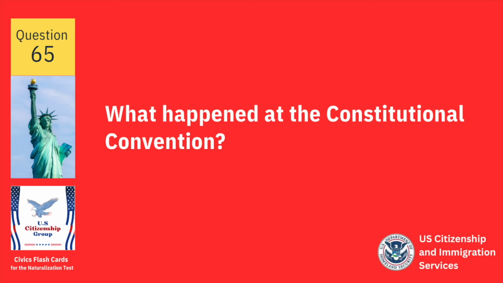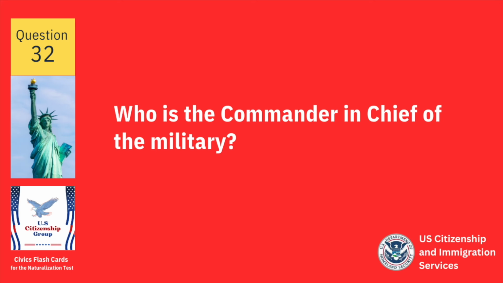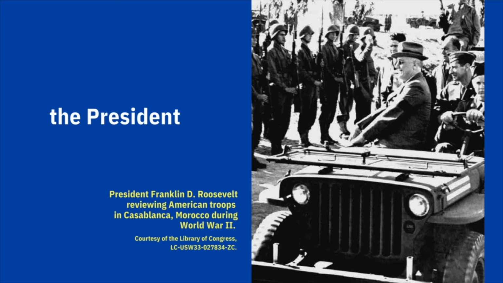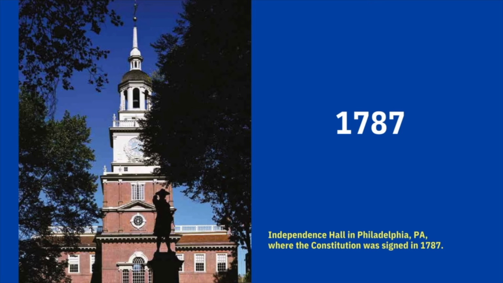What happened at the Constitutional Convention? The Constitution was written. Who is the Commander-in-Chief of the military? The President. When was the Constitution written? 1787.